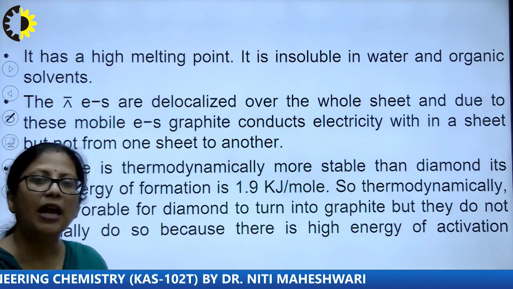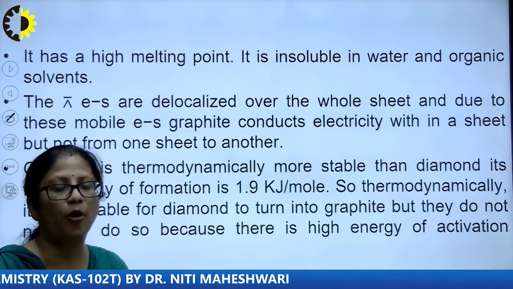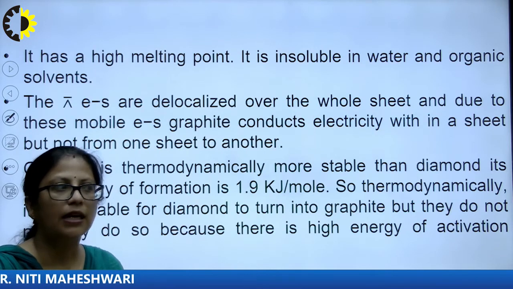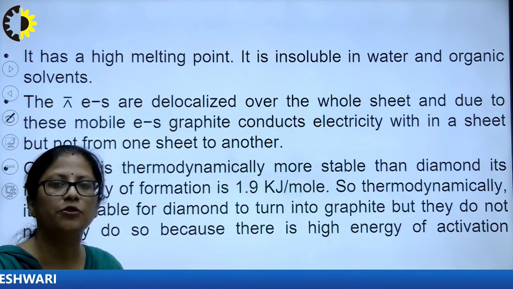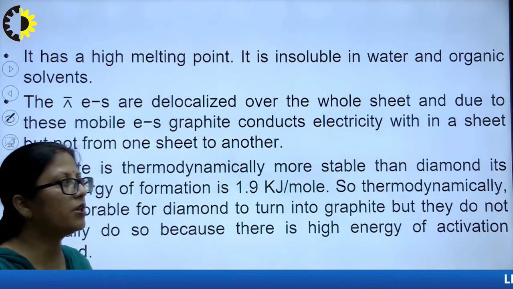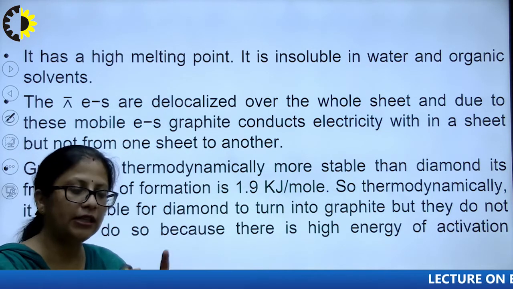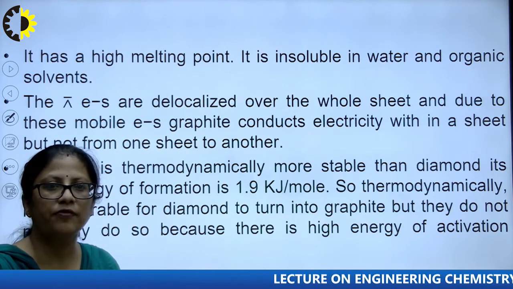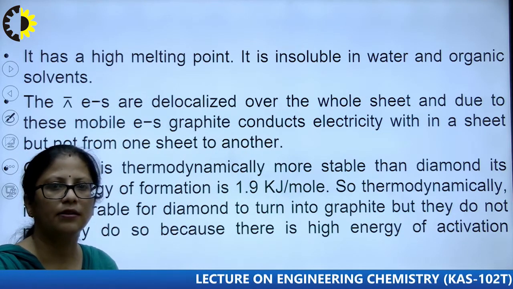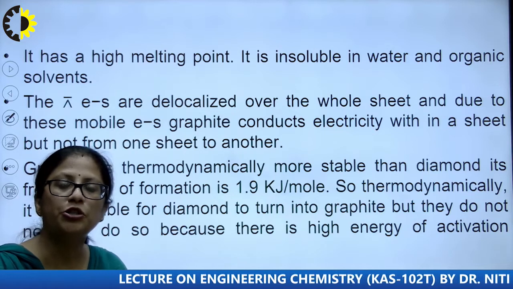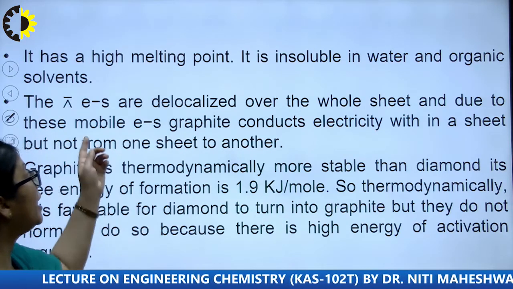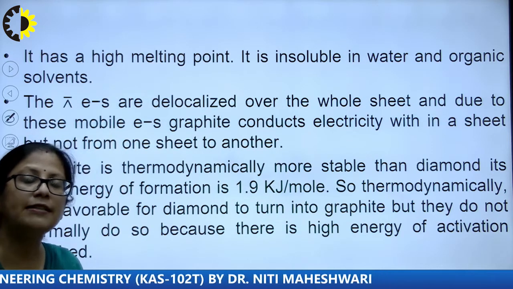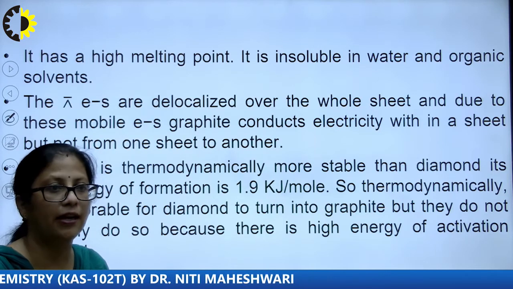Now, since the carbon atoms are sp2 hybridized, they are covalently bonded. Therefore, graphite has a high melting point. It is insoluble in water and organic solvents. The pi electrons are delocalized over the entire sheet, and due to this, these mobile electrons of graphite can conduct electricity within a sheet, but not from one sheet to another. Since the pi electrons are delocalized and form rings, they can easily conduct electricity within each layer.